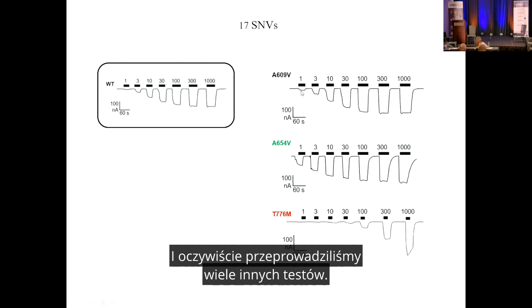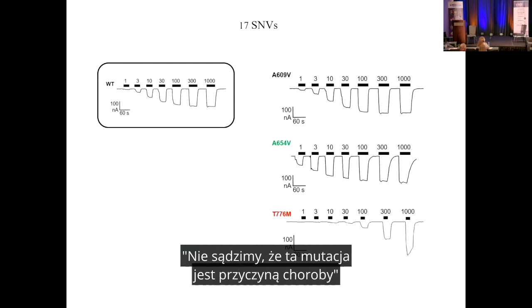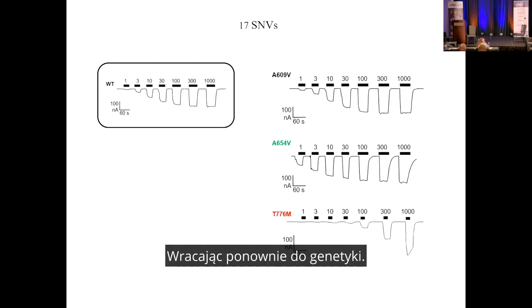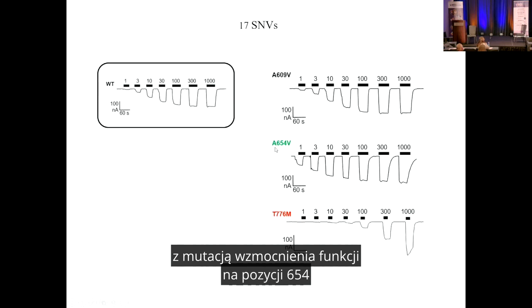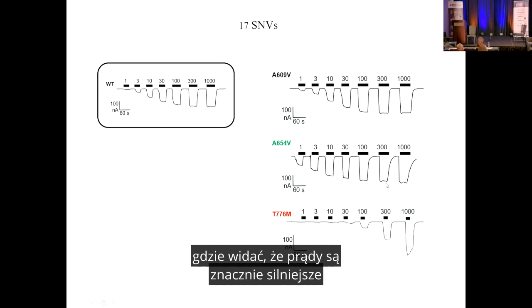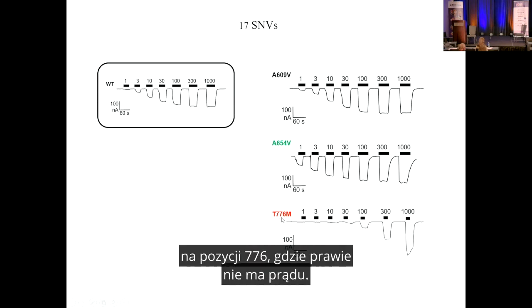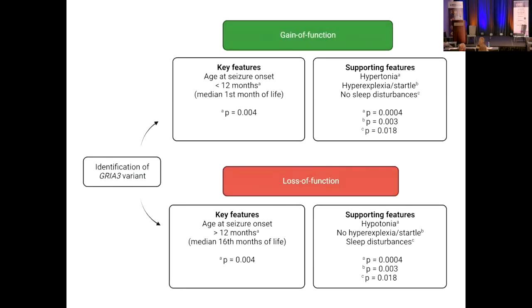Of course, we did a lot of other tests. In the end, we went back to the clinician and to the family and said, we do not think this mutation is the cause of illness, and we suggest maybe looking for another cause by going back to the genetics again. In the middle, we have a patient with a gain-of-function mutation on position 654, where you see that the currents are much stronger, while down here, this is a loss-of-function mutation on position 776, where there's hardly any current at all. So these are examples of a gain-of-function and a loss-of-function mutation.